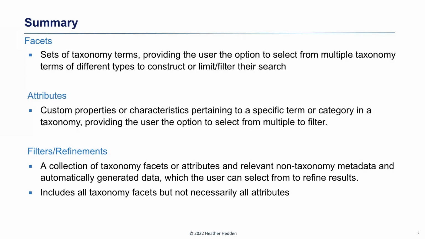But they also allow the user to filter. And so the filter or refinement is both. I mean, it's a collection of taxonomy facets or attributes and maybe other non-taxonomy metadata. So the taxonomist has to work with others too to refine the results. The filters should include all the taxonomy facets, but maybe not all of the attributes.